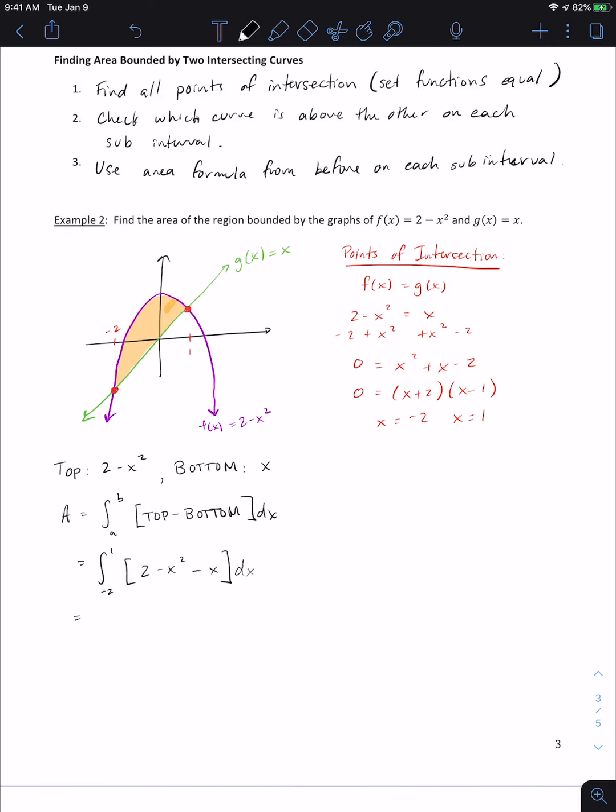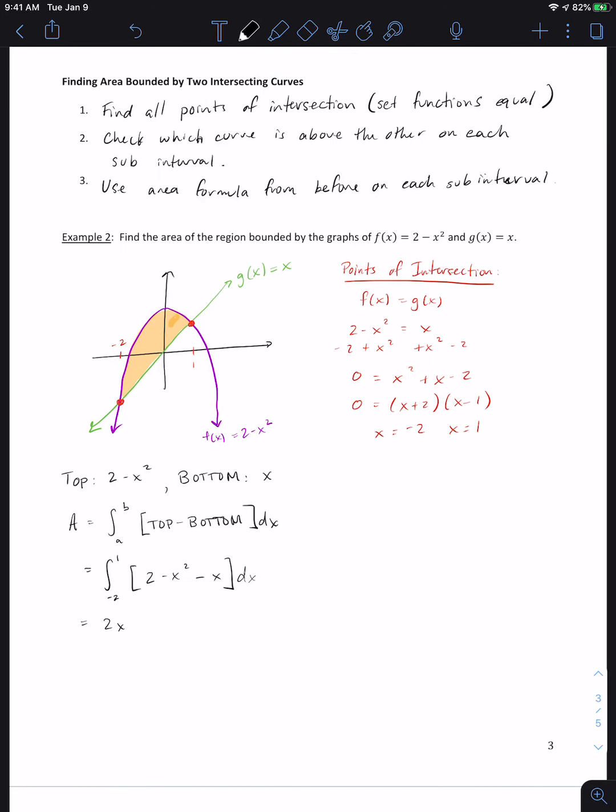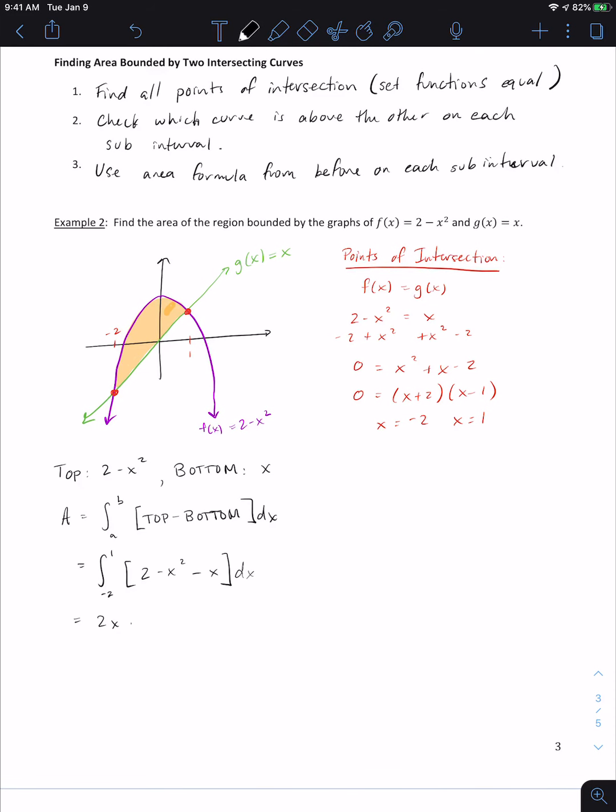So now we integrate this. I get 2x minus 1/3 x cubed minus 1/2 x squared. Evaluate that from negative 2 to 1. I'll let you do that in your free time, but that ends up being 9/2.